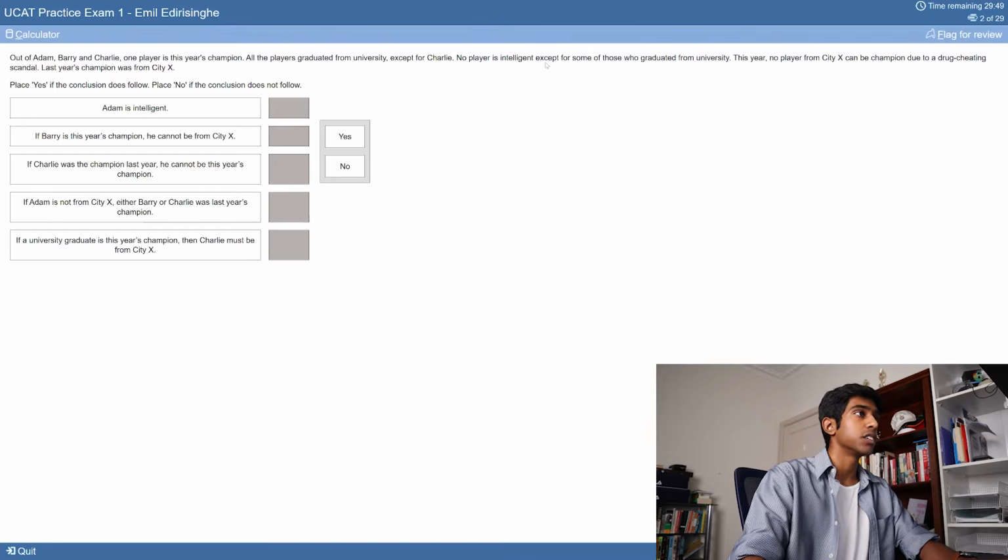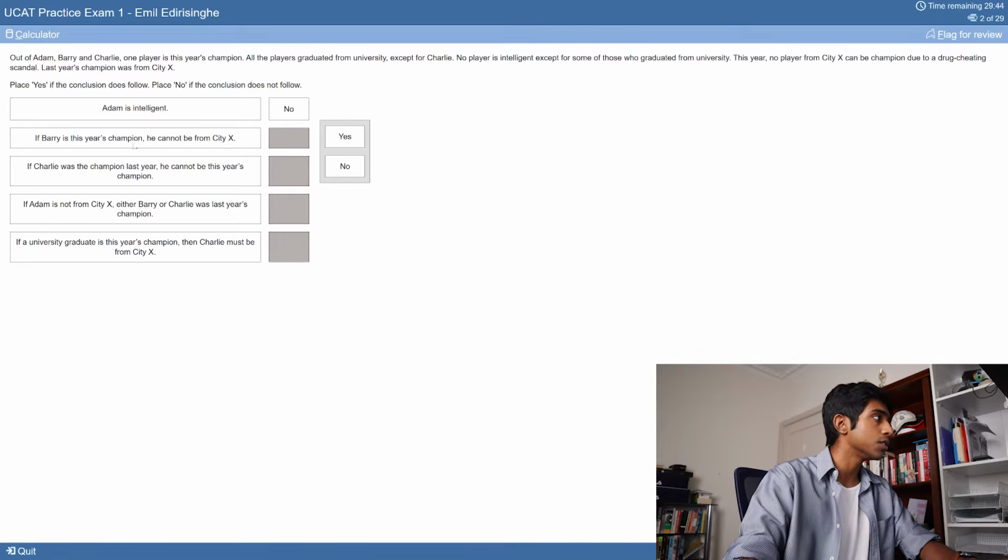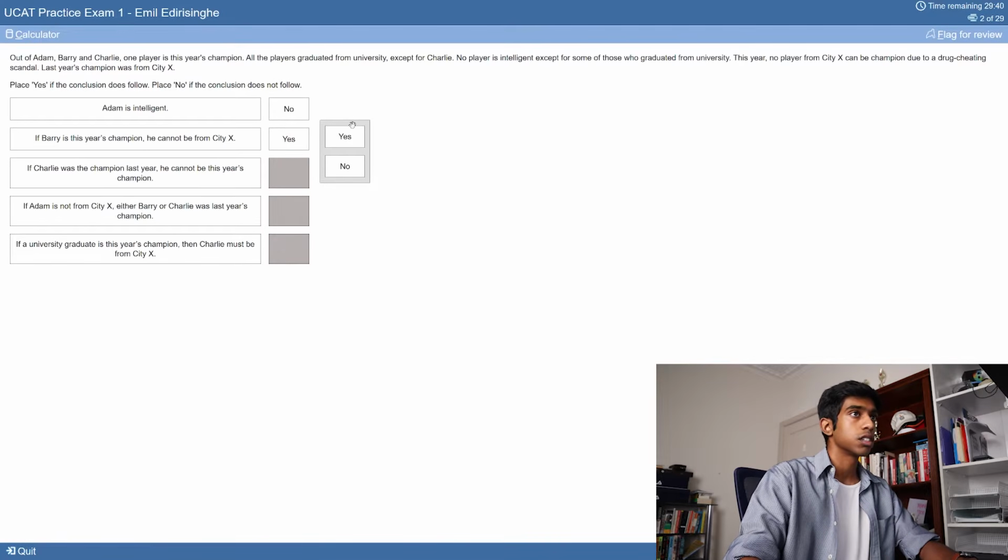No player is intelligent except for some of those who graduated from university. So this could be no. Adam might not be intelligent. If Barry is this year's champion, he cannot be from City X. Yes. Yes. So no player from City X can be a champion. Charlie was a champion last year. Cannot be. Yes. Last year's champion was from City X.